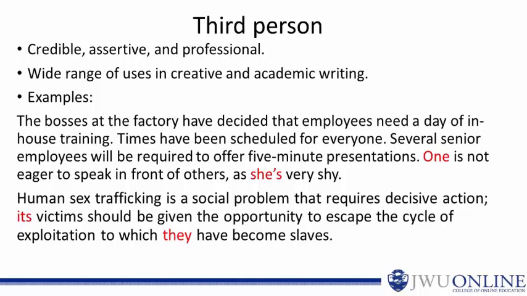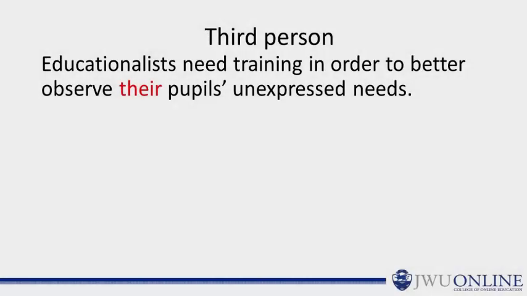Human sex trafficking is a social problem that requires decisive action. Its victims should be given the opportunity to escape the cycle of exploitation to which they have become slaves. And educationalists need training in order to better observe their pupils' unexpressed needs.